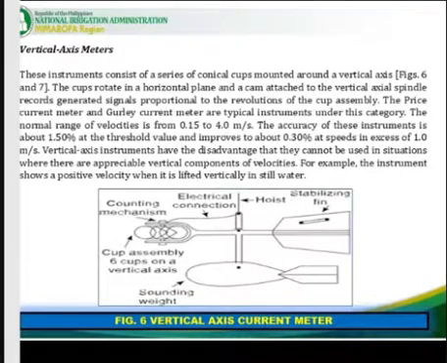The normal range of velocities is from 0.15 to 4 meters per second. The accuracy of these instruments is about 1.50% at the threshold value and improves to about 0.30% at speeds in excess of 1 meter per second. Vertical axis instruments have the disadvantage that they cannot be used in situations where there are appreciable vertical components of velocities. For example, the instrument shows a positive velocity when it is lifted vertically in still water.